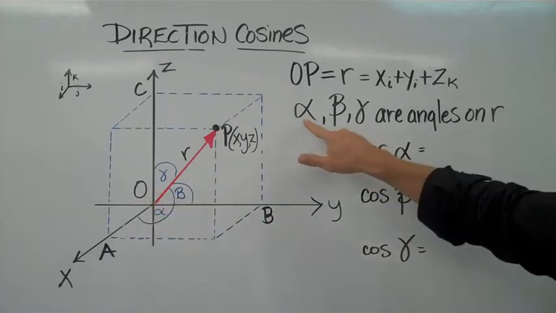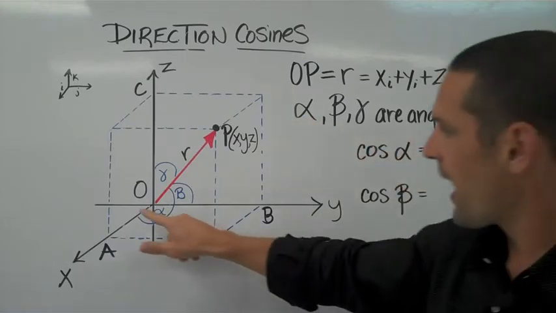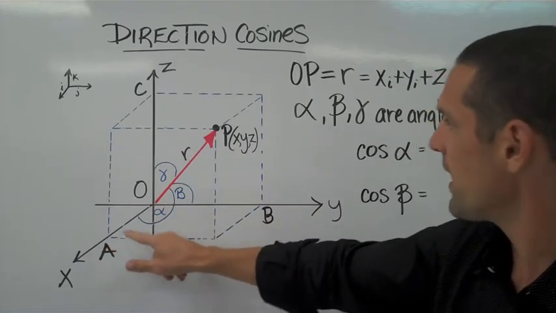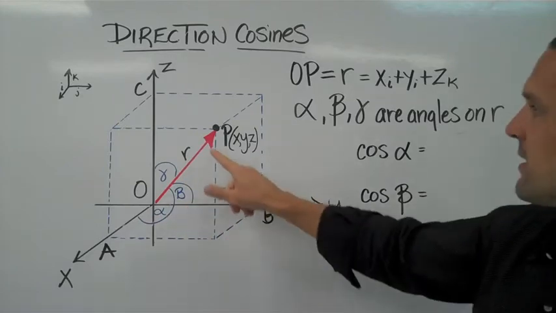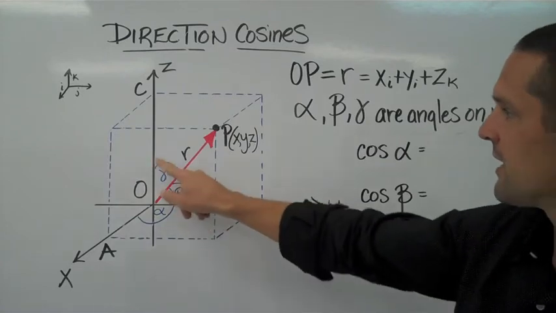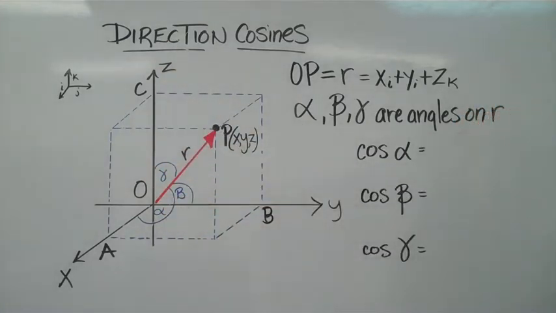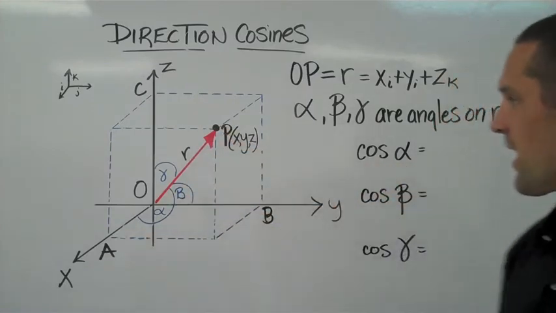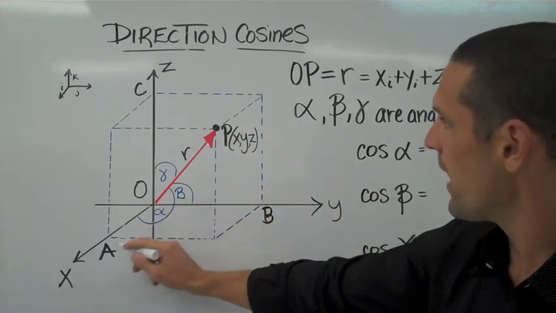Well, here are our angles. Alpha, beta, and gamma are the angles on r. Alpha is the angle in this triangle, OAP. It's coming out of the board at us. Beta is the angle between our vector r and the y-axis, and gamma is the angle between vector r and the z-axis.